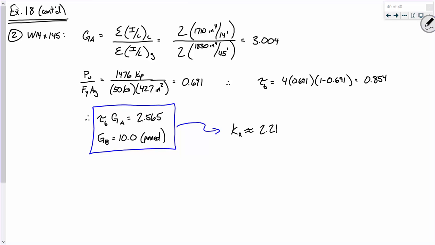Okay, now, we've got KX. We can compute KL effective, and what do we get? So we get KX LX divided by RX over RY, and what is that? So it's 2.21 times what? How long is the column? Divided by what's Rx over Ry for this column? Say it again. Okay, so what do we get right here?